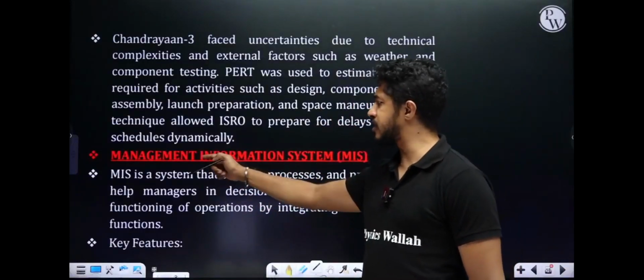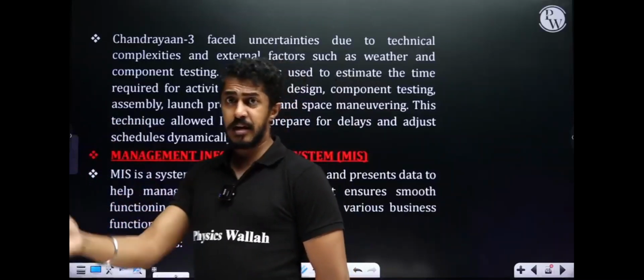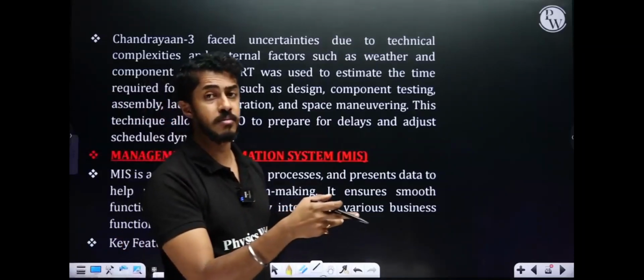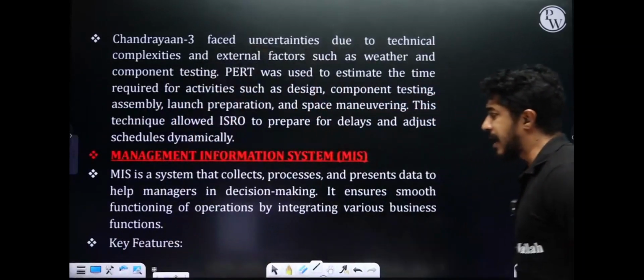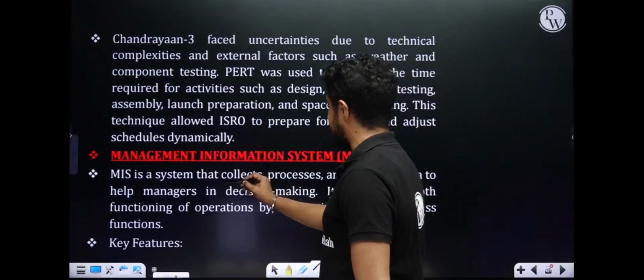Coming to management information system, which was again suggested that India should move towards in the case of PSUs, a management information system. Now what is that? MIS is a system that collects, processes and presents data to help managers in decision making.